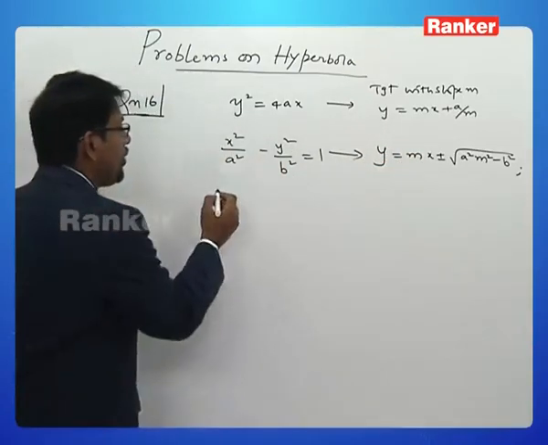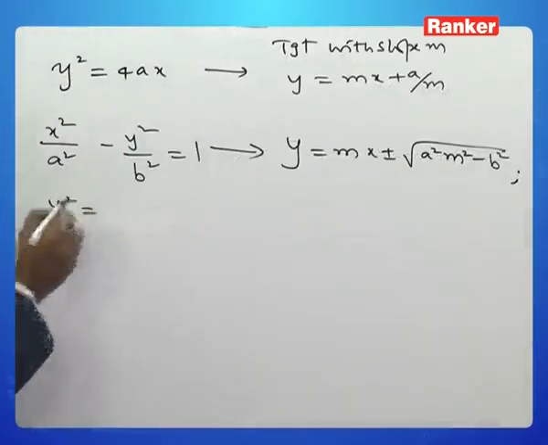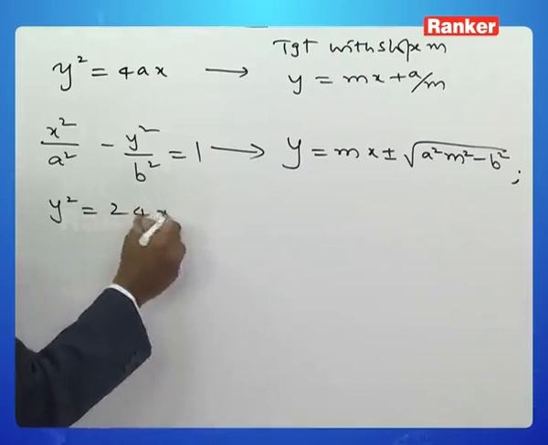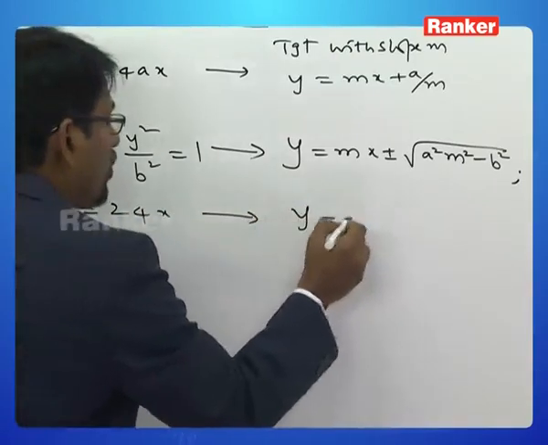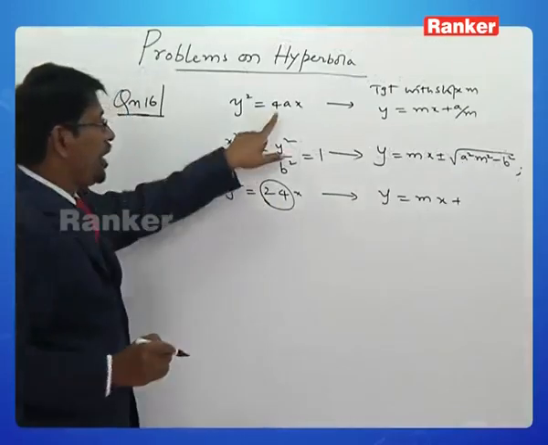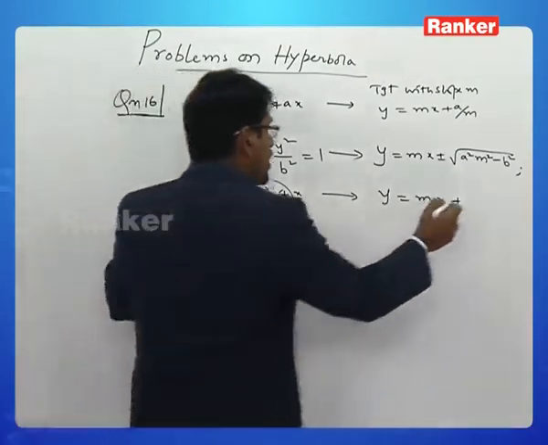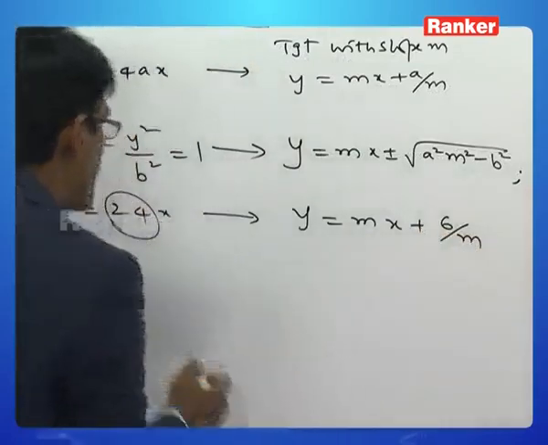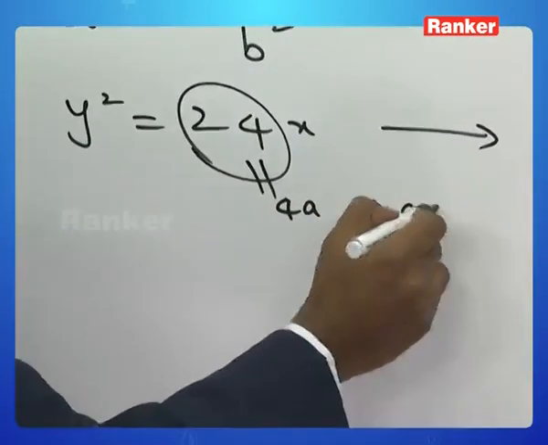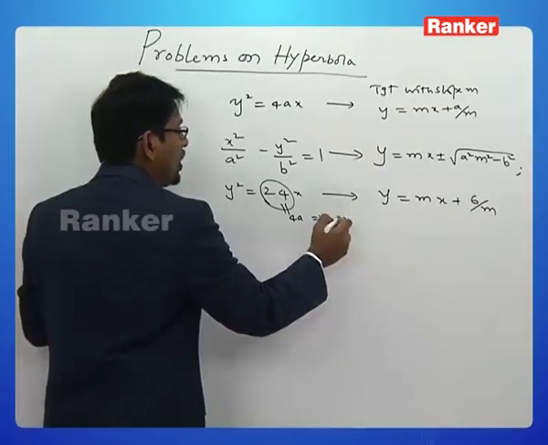So now, what do we have in our problem? y square is equal to 24x. So a tangent to this will be of the form y equal to mx plus, instead of a, 4a we have 24. So mx plus 6 by m. 4a is 24. So this implies a will be equal to 6 here. a is 6 here.